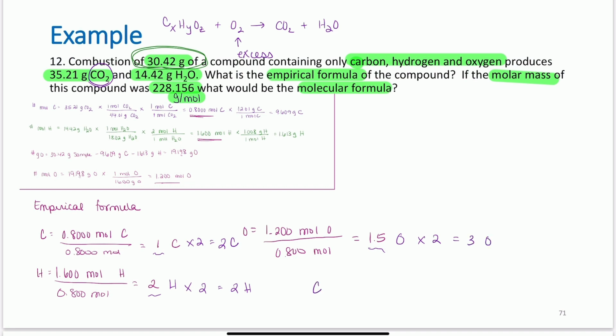My overall empirical formula, C2H4O3. This is an empirical formula. It is my lowest whole number mole to mole ratio: 2 carbons to 4 hydrogens to 3 oxygens. Now I do want to find the molecular formula of this compound, and I am given the molar mass. In order to do that, I need to know the molar mass of my empirical formula. So if I add this up, the mass of this thing is 76.05 grams per mole.